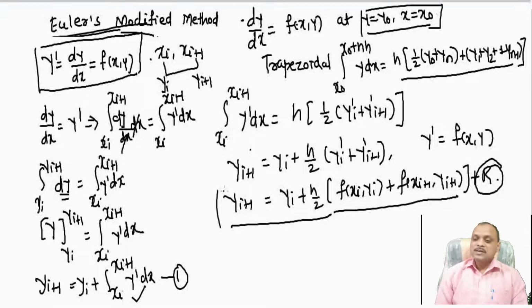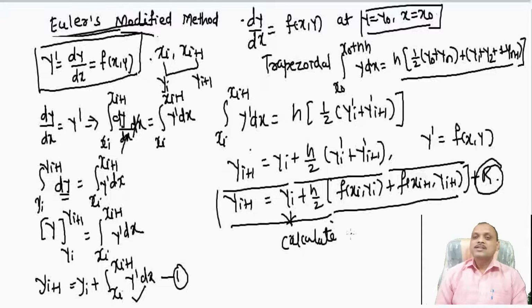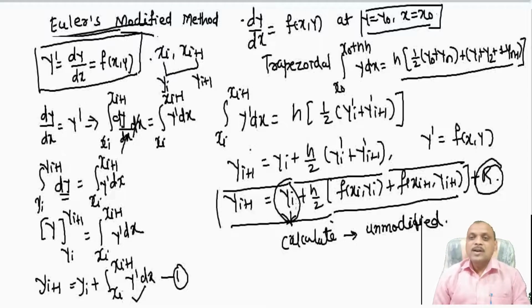Now in this method, to initiate it, we need the value of yi plus 1 on the right side, and to calculate this we use Euler's unmodified method. We need the unmodified method to initiate this value. Okay, now this is known as Euler's modified method.